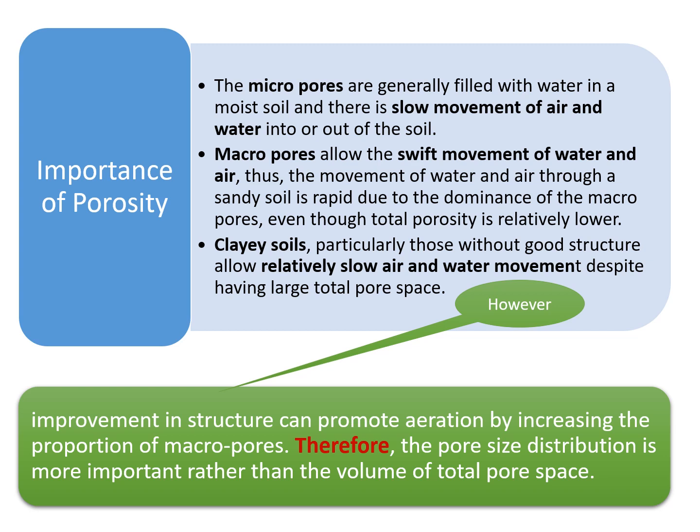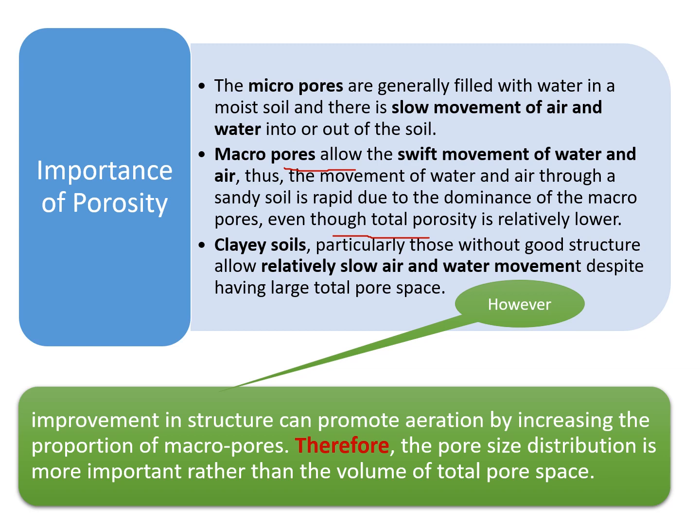The micropores are generally filled with water in a moist soil, and there is a slow movement of air and water into or out of the soil. Because they can hold more water, that will resist the movement of air. But on the other hand, the macropores allow the swift movement of water and air. Thus, the movement of water and air through a sandy soil is rapid due to the dominance of macropores, even though total porosity is relatively lower.